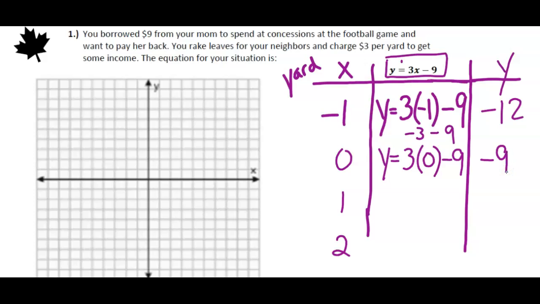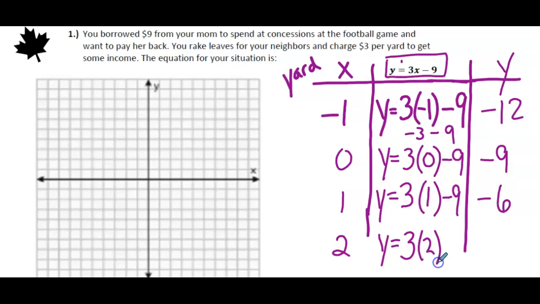Great. Next one. Y equals 3 times my 1 minus 9, so I just plug it in and now chug out an answer. 3 times 1 is 3 minus 9. 3 minus 9 is -6. And do the same thing for 2. You do that one. Pause the video. Tell me what you get. You should have got -3, did you? I hope so.